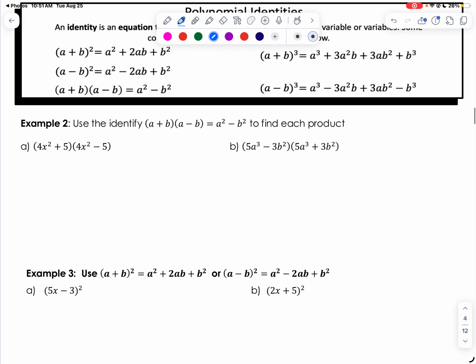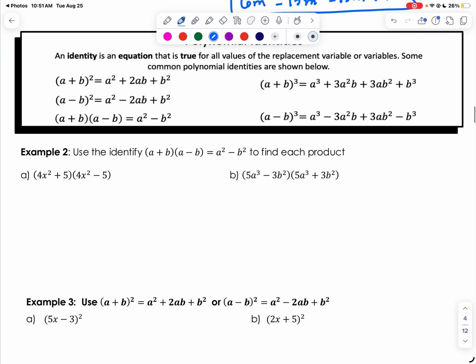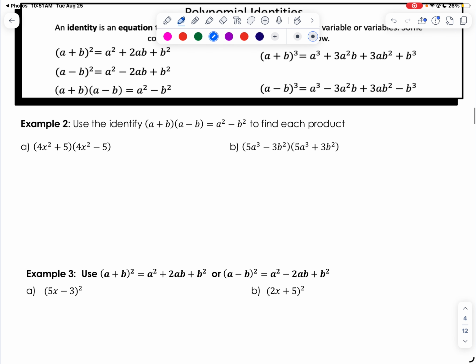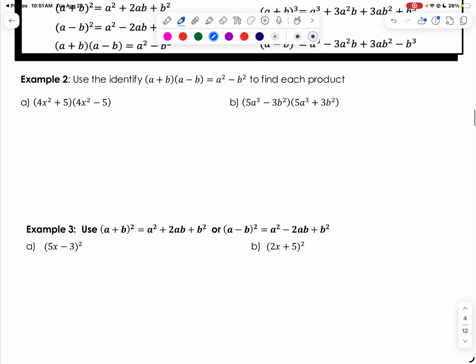You do not have to memorize these identities, but after you use them enough, you will start to memorize them on your own. So let's look at our first identity. Example 2. Use the identity that a plus b times a minus b is equal to a squared minus b squared to find each product.